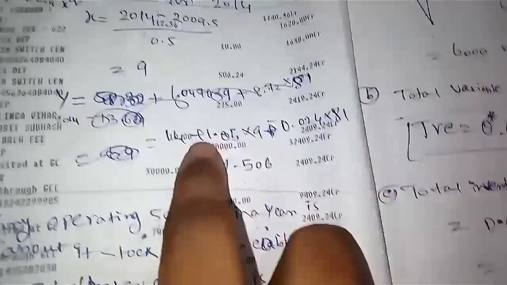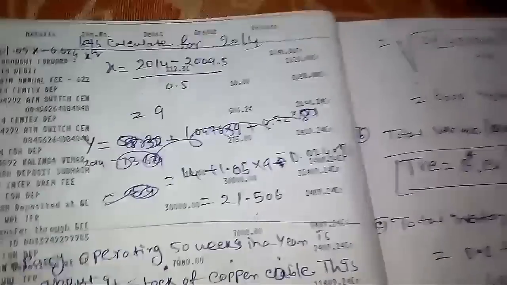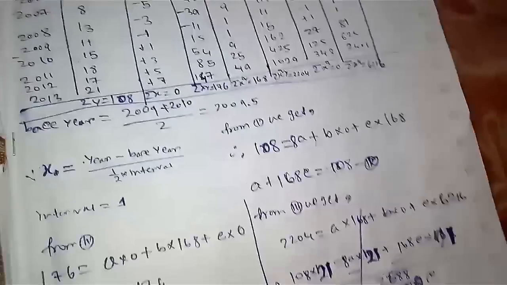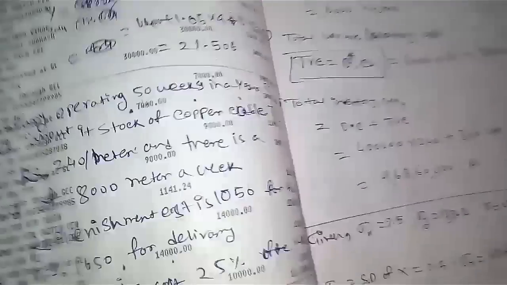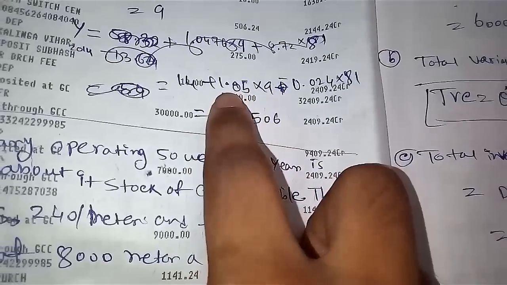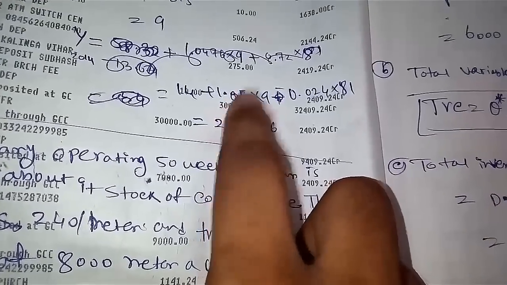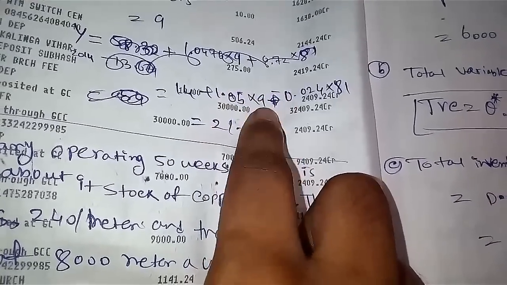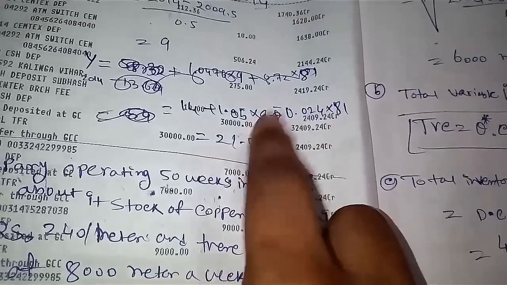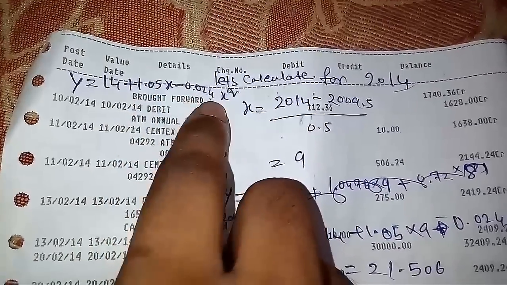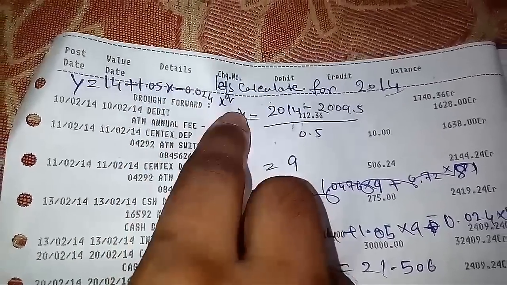Now the parabolic trend is y is equal to a plus bx plus cx square. Here a is equal to 14, b is 1.047, so approximately 1.05. The trend is over here: 14 plus 1.05x minus 0.024x square.